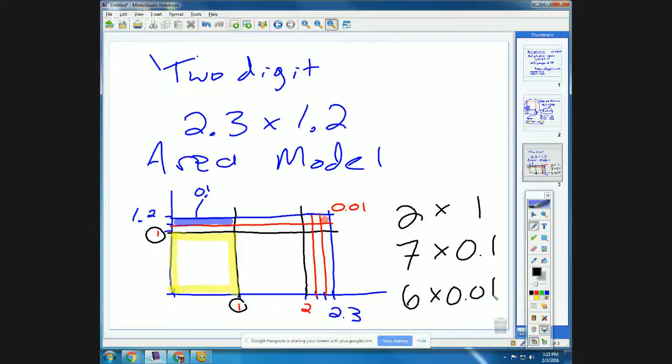In our picture, we can pretty easily put that together. What's our answer going to be? 2.76. Okay, so the 2.76 is slang, but we have 2 wholes, 7/10, and 6/100. Or we could say it's 2 and 76/100. We could read it either way.